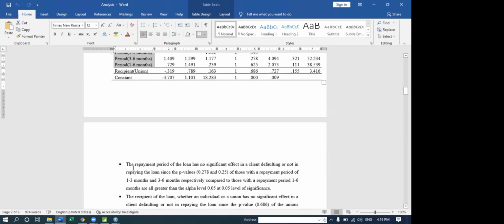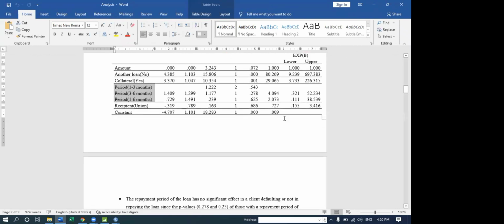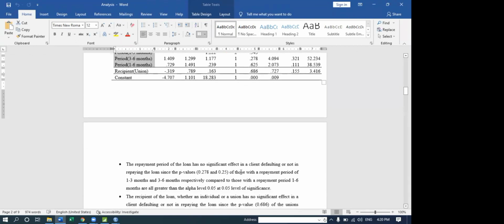So look at what we entered. The repayment period, all the 3 categories, have no significant effect. They don't really determine whether the client will default in repaying the loan. And the reason is because the p-values are all greater than our level of significance.